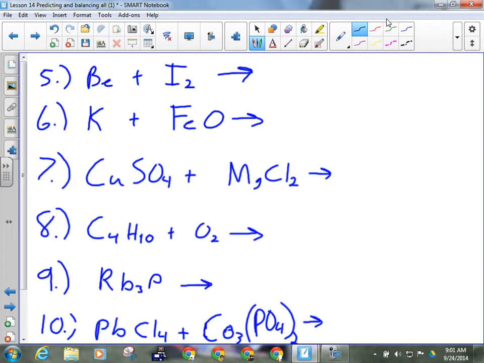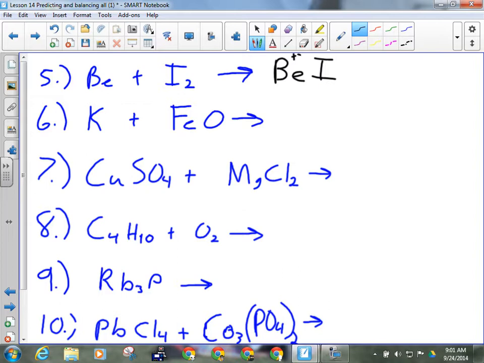Two elements reacting with each other is what kind of reaction, Aiden? Synthesis. Okay, so in a synthesis reaction, I put these two things together to form a single compound. So that'll be Be with I. Now, is that an ionic compound? It is, so I need to swap and drop it.